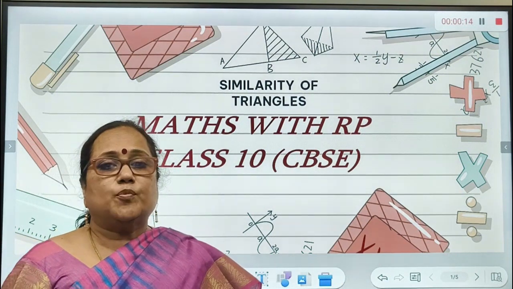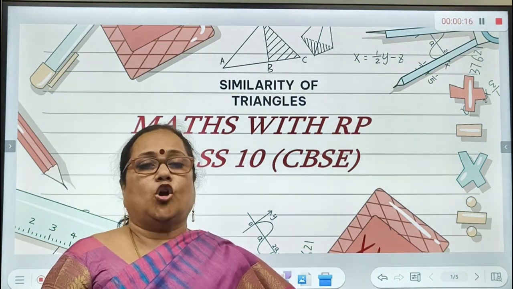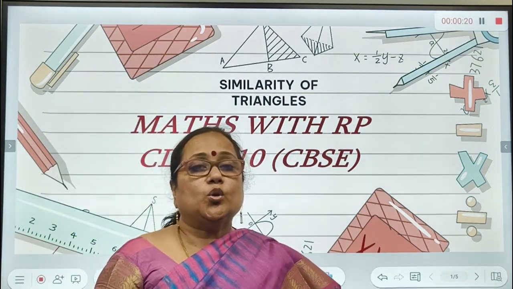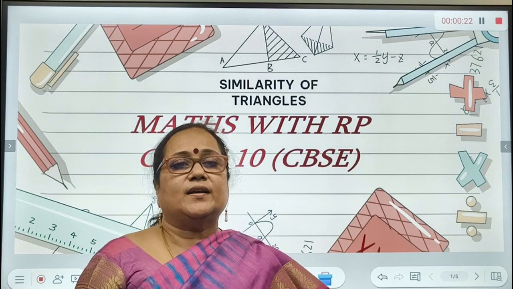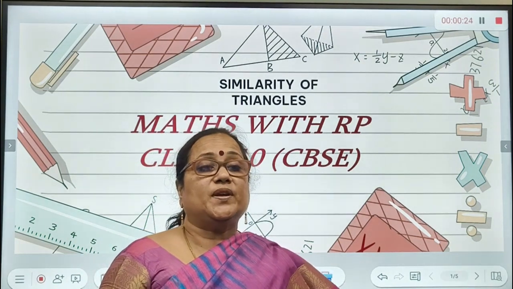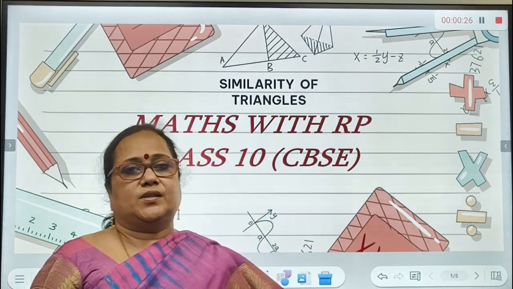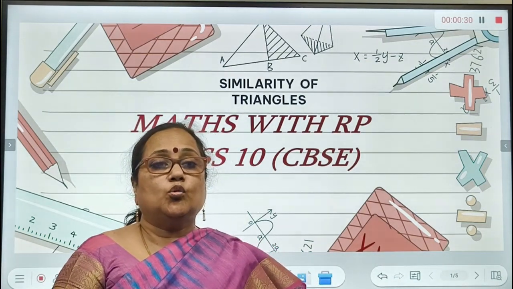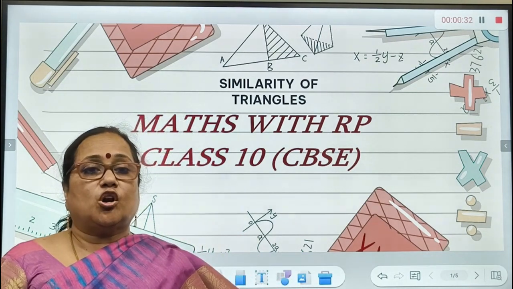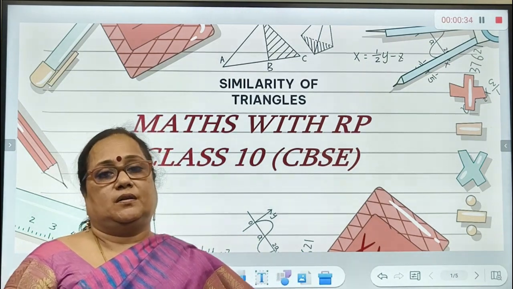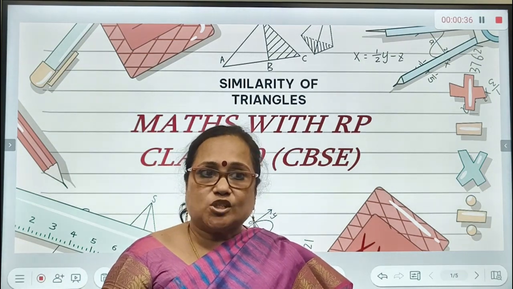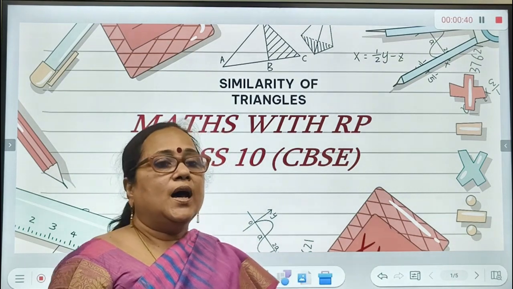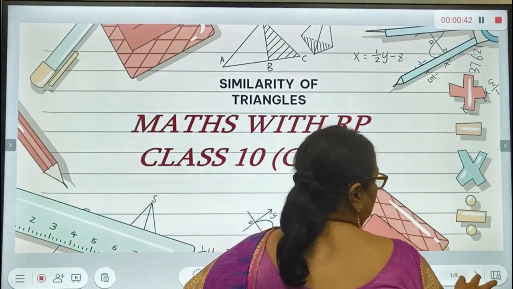Today we are going to be exploring an important topic, that is triangles, with respect to similarity of triangles and what is the difference between congruence and similarity. So even before that, I want to define when two polygons are called similar. Two polygons are said to be similar if the corresponding angles are equal and sides are proportional.